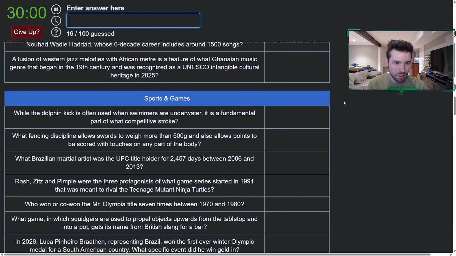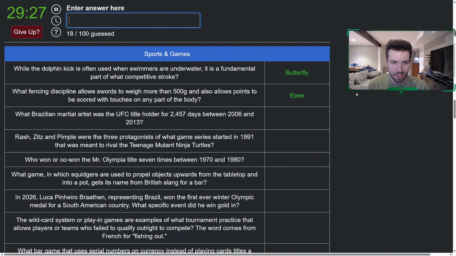While the dolphin kick is often used when swimmers are underwater, it is a fundamental part of what competitive stroke? Let's try backstroke. Oops. Breaststroke. Oh, Lord. What's the other one? Not freestyle. Butterfly. Okay. What fencing discipline allows swords to weigh more than 500 grams and also allows points to be scored with touches on any part of the body? Épée. Sure. Just guess the 3 until one of them works.